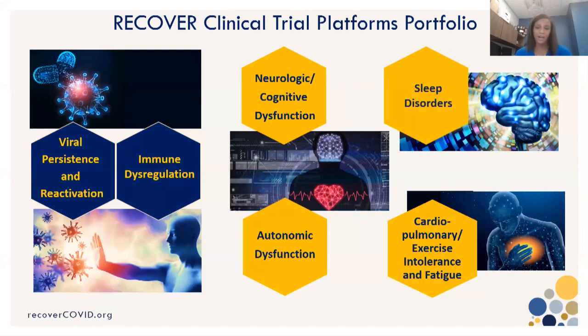So as I mentioned, there are 5 platform protocols. On the left here, you see this idea that we are looking at these etiologic pathways, things like viral persistence and reactivation and immune dysregulation that might be underpinning a lot of the symptoms manifesting in people, but also looking at specific symptom clusters. So really focusing in on those who have cognitive dysfunction, those who have autonomic dysfunction, those who might have issues with sleep, and those who might have issues with cardiopulmonary exercise intolerance and fatigue. Next slide, please.